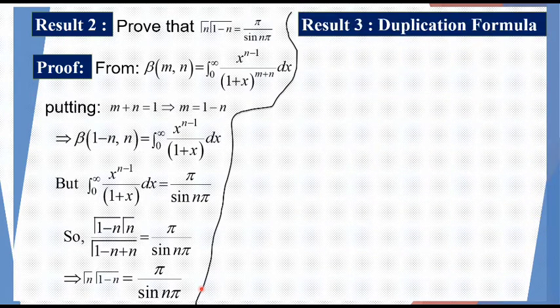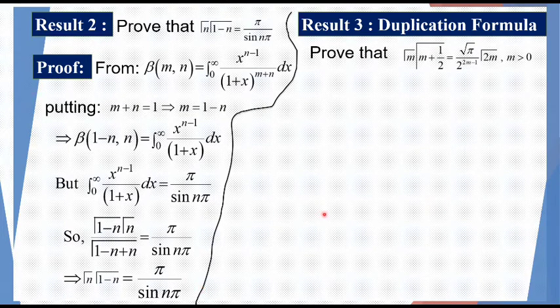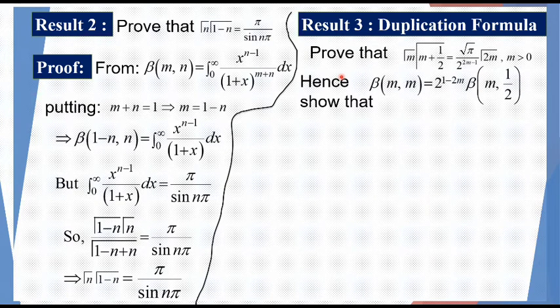Now result 3, duplication formula. Prove that gamma m plus half equals root pi upon 2 raised to power 2m minus 1 gamma 2m, m is greater than 0. It is also an important result, and hence show that beta m, m equals 2 raised to power 1 minus 2m beta m, half.